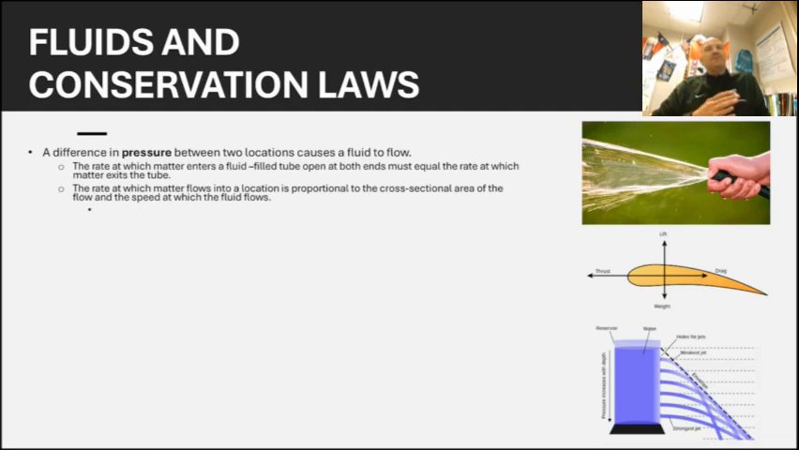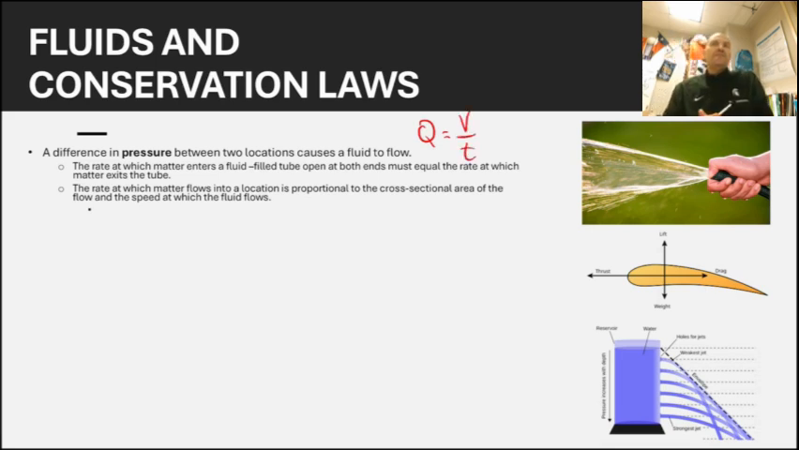The rate at which matter enters a fluid-filled tube, open at both ends, must equal the rate at which the matter exits the tube. And the rate at which matter flows into a location is proportional to the cross-sectional area of the flow and the speed at which the fluid flows. So this is something called volume flow rate. There are two equations for this.